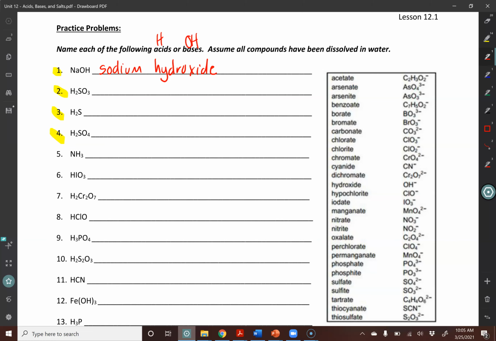Let's make things a little bit more complicated. Hopefully you're recognizing that question 2 is an acid. You've got hydrogens up at the front of the formula. So naming an acid is all about knowing the name of the anion. SO3, definitely a polyatomic ion. And you've got a bunch of polyatomics listed over here on the right. So let's see if we can find SO3. Oh, there it is. SO3 with a charge of 2- is the sulfite ion.